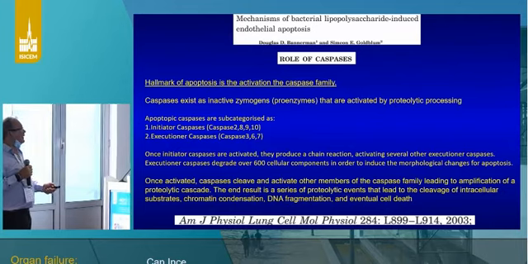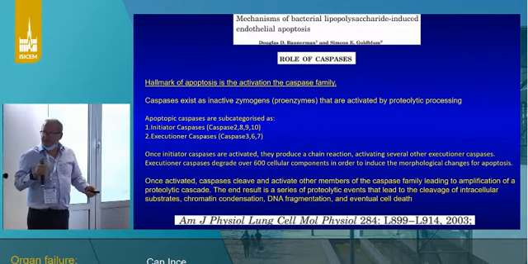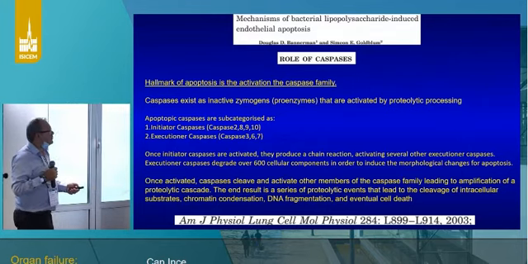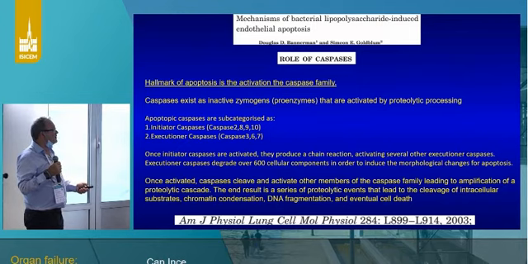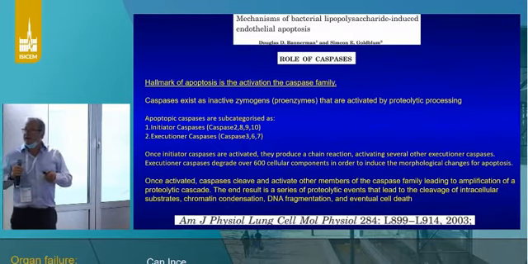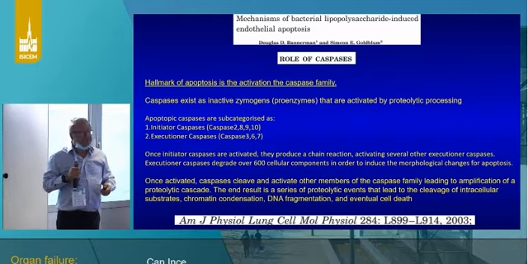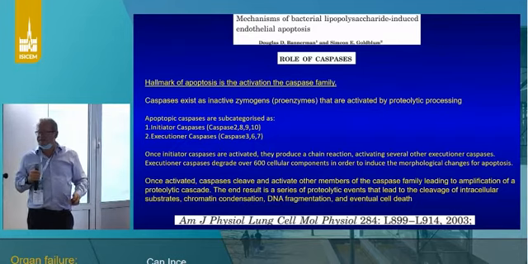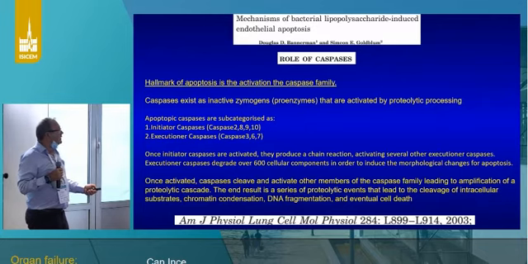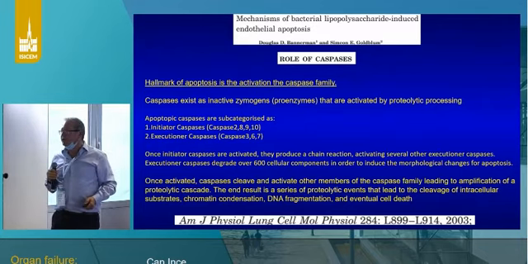Once they are activated by pathogens or by different sorts of compounds, they will go into, which is a bit like the complement system, caspase 2, 8, 9, 10. These are the initiator caspases, and once they produce a chain reaction, they activate executioner caspases. And these executioner caspases can do very bad things. In fact, they can cleave up to 600 cellular components.